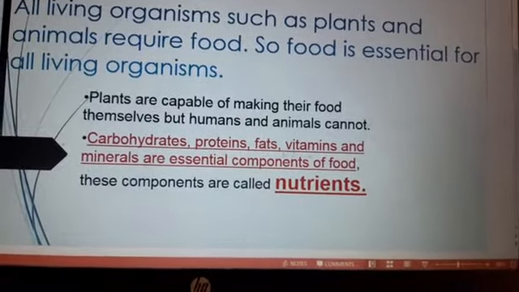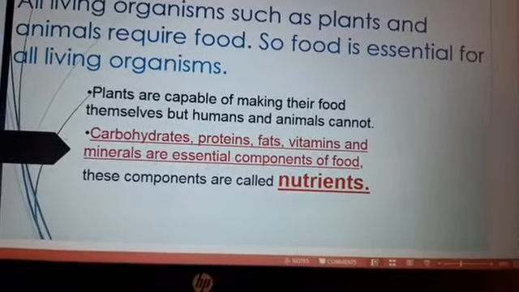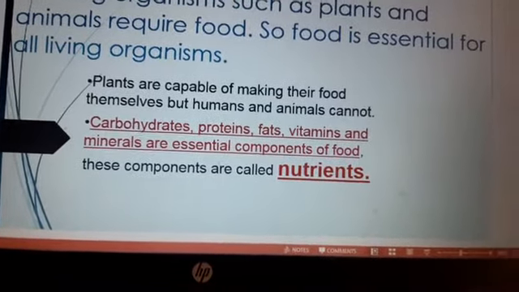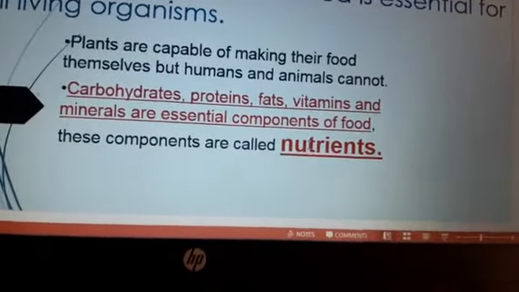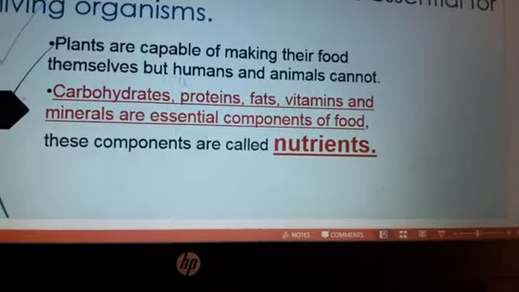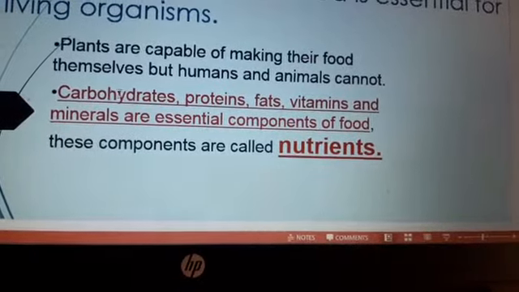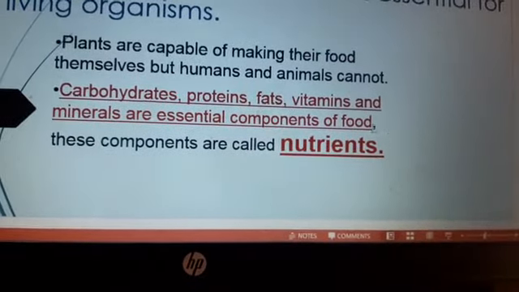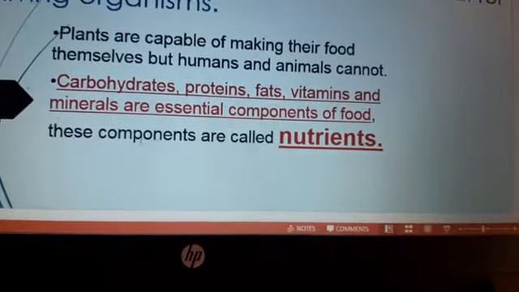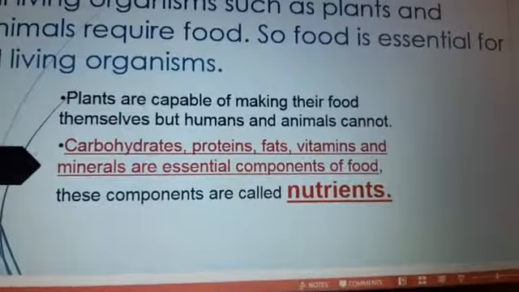Carbohydrates, proteins, fats, vitamins and minerals are essential components of food. These components are called nutrients. So how can we define nutrients? Carbohydrates, proteins, fats, vitamins and minerals are essential components of food. These components are called nutrients.